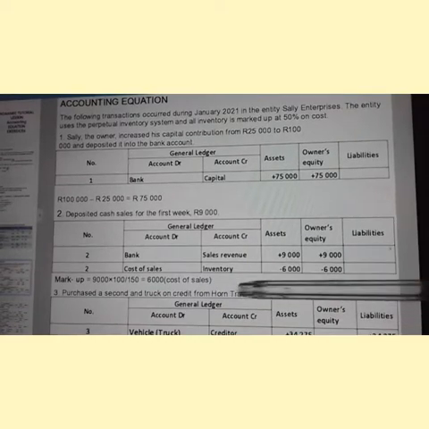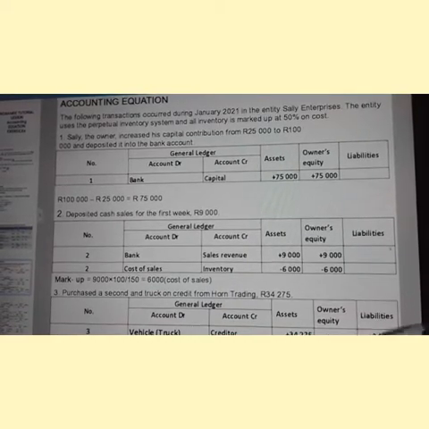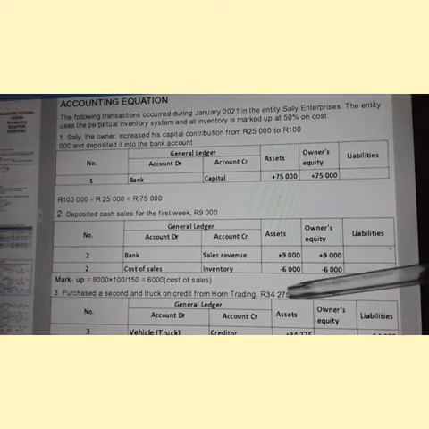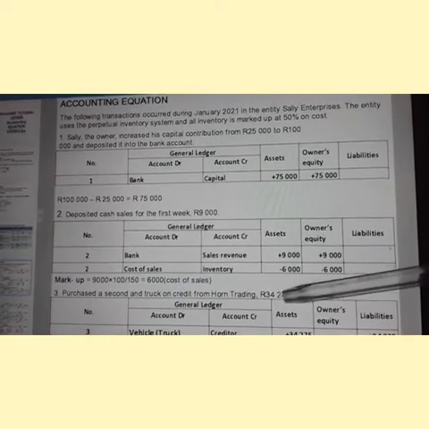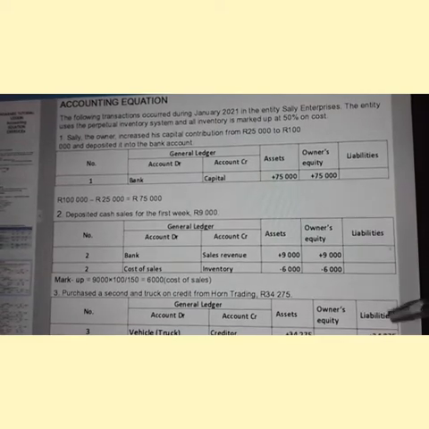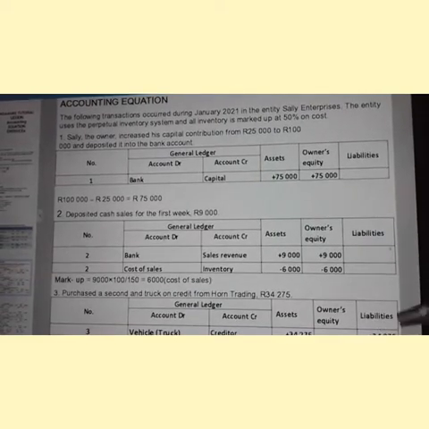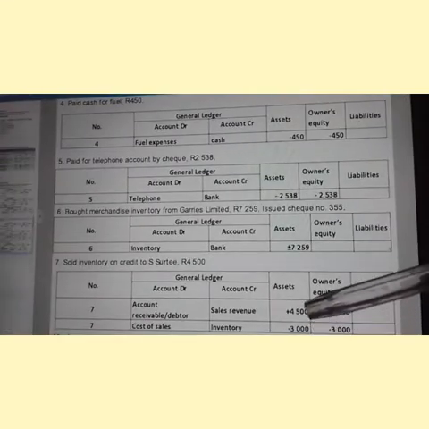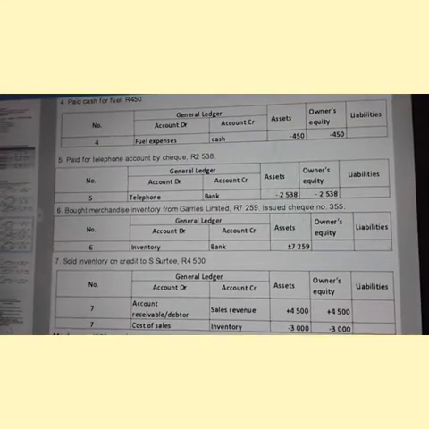We bought a vehicle, so our asset increase, and at the same time, our liability account increased because we owe this money. We owe Horn Trading this amount of money, 34,000, and it's a liability. So our liabilities account we also increase. And then we move on to day 4.